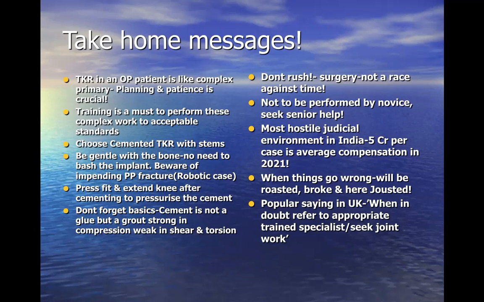And India is one of the most hostile judicial environments in the world. I work with a lot of senior lawyers in the country, and the average compensation is around 5 crores per case in 2022. And it's not a small amount for anyone. When things go wrong, you will get roasted, and with this amount of compensation, probably broke. And here in India, you get jousted as well if something goes wrong. These things spread, negativity spreads faster.